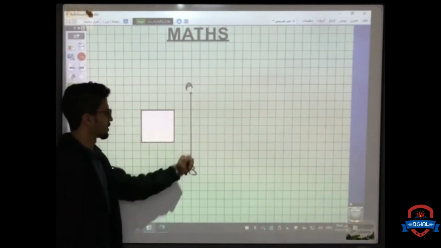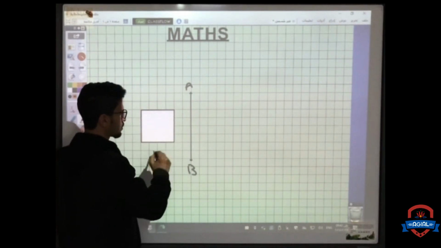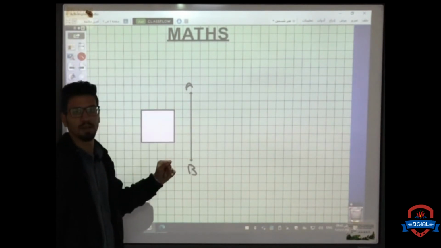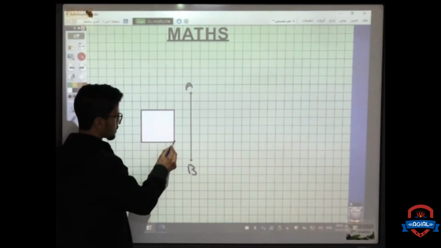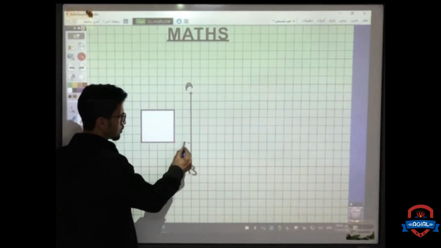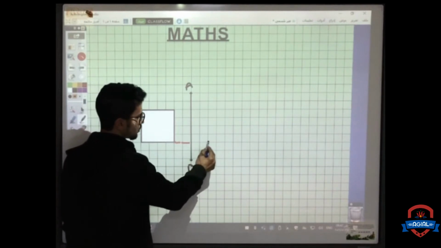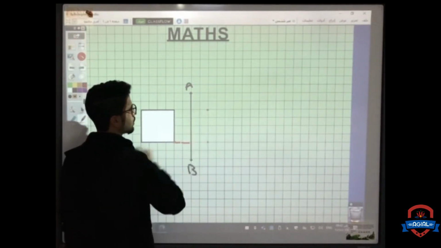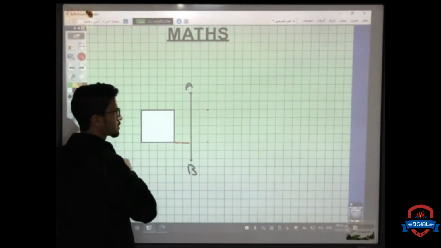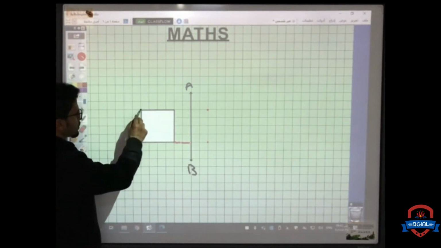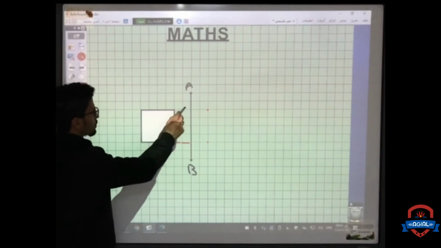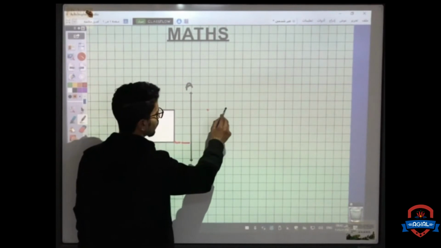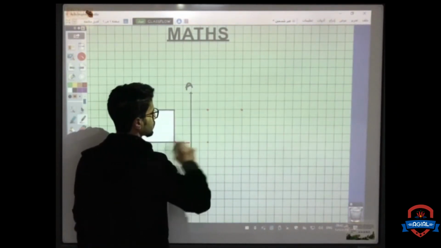Then we need to observe the reflection in the mirror, so we have to determine the distance between the vertices of this figure and the mirror. For example, at this point the distance equals 2 units, so we have to start after 2 units. We move this point, and the distance between this point and the mirror is 1, 2, 3, 4, 5, 6 units. So the point will be here.